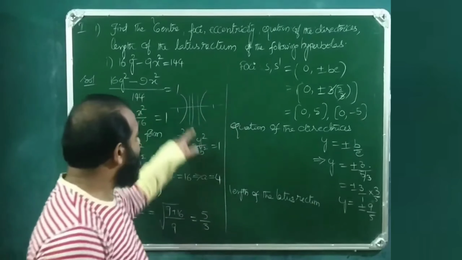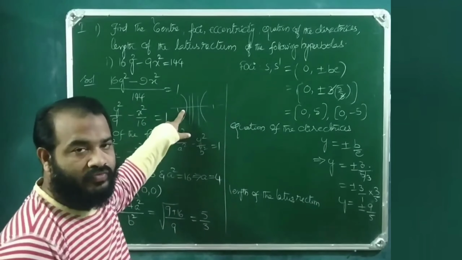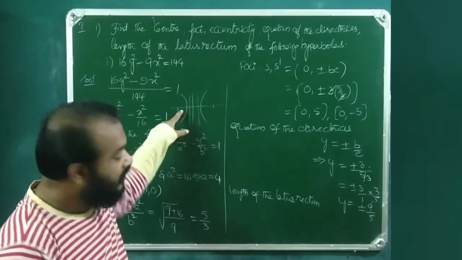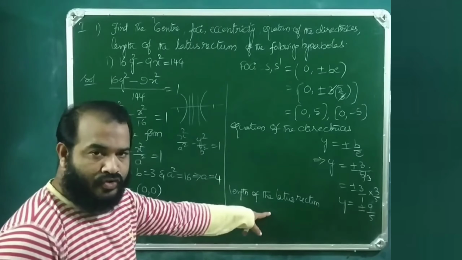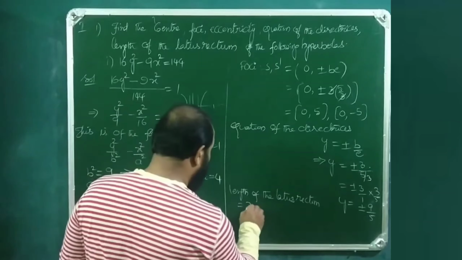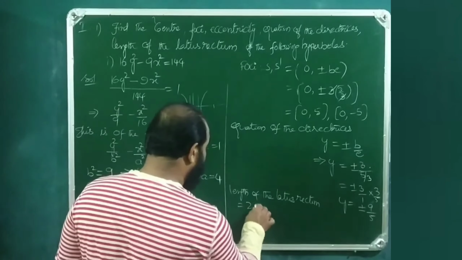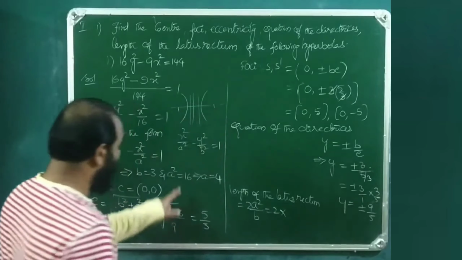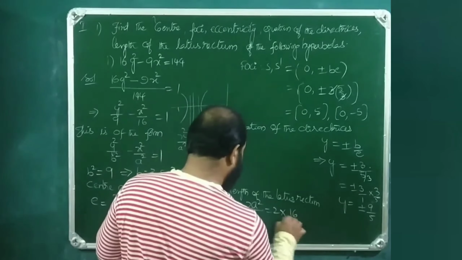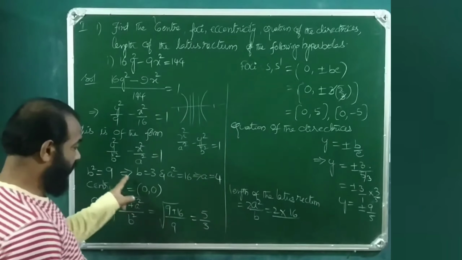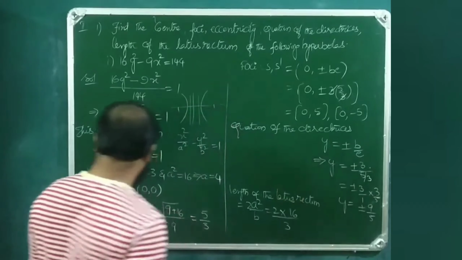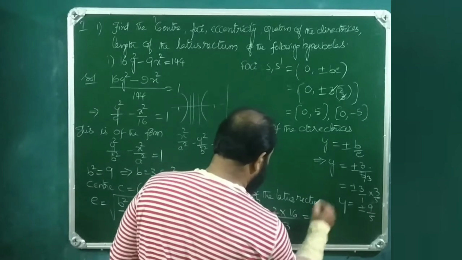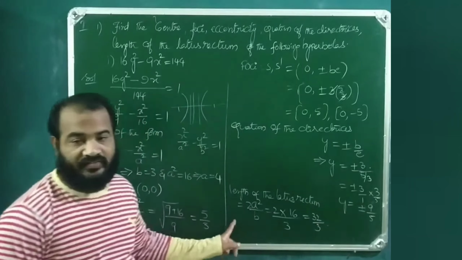For the hyperbola x square by a square minus y square by b square equals 1, 2b square by a is the length of the latus rectum. For the conjugate hyperbola, it is 2a square by b. So the answer is 2 into the value of a square is 16, b value is 3. 2 sixteens are 32 by 3. So this is the length of the latus rectum.